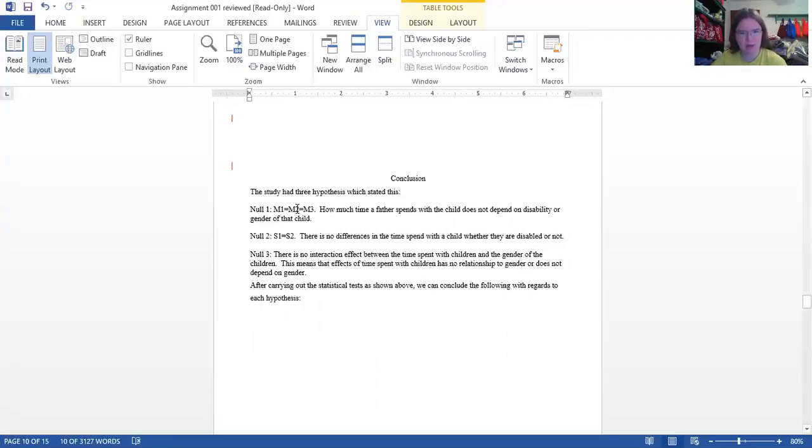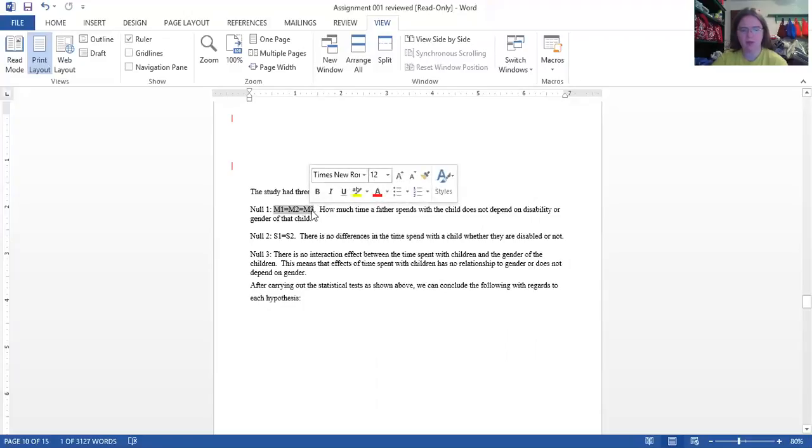Now, let's think about this, okay? This one here, we're looking at the different, either physically, mentally, or normal. So this one here, how much time spent with a father on children does not depend on the disability of the child. So we just want to say the disability of the child.